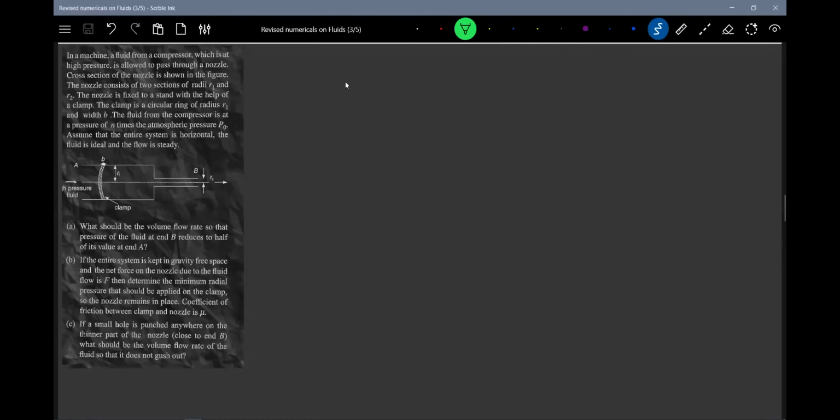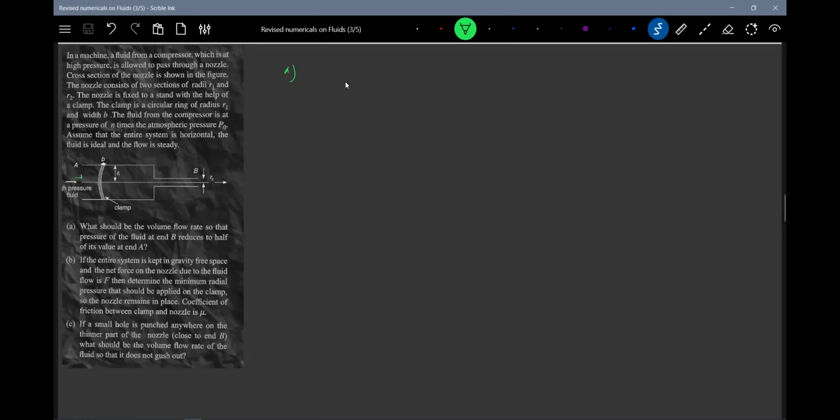Okay, the first part is very simple, just based on the equation: what should be the volume flow rate so that the pressure of the fluid at the end B reduces to half of its value at the end A? So should we apply Bernoulli's theorem?